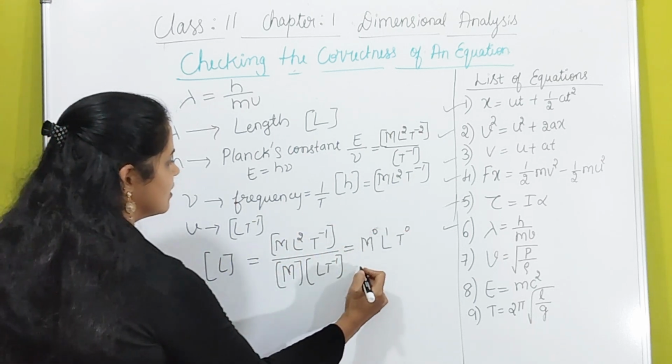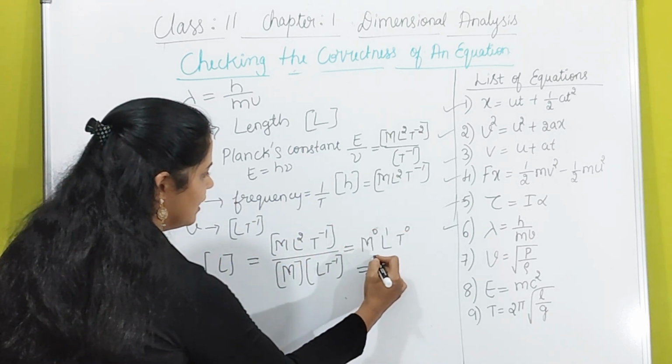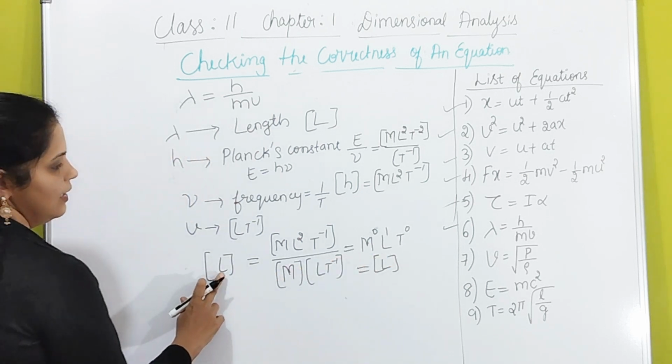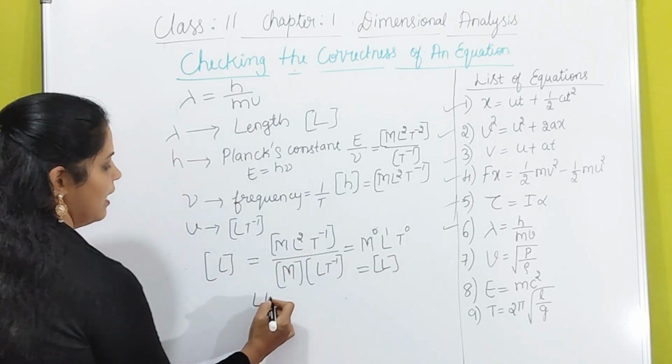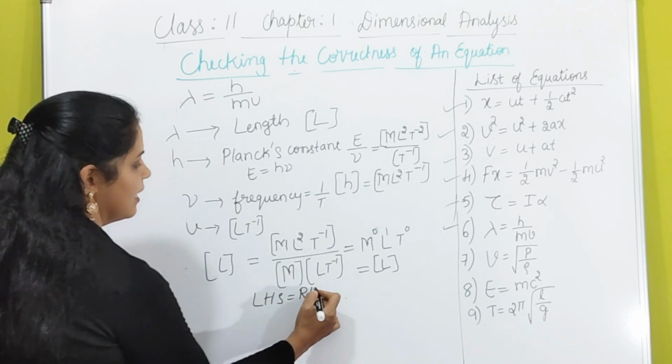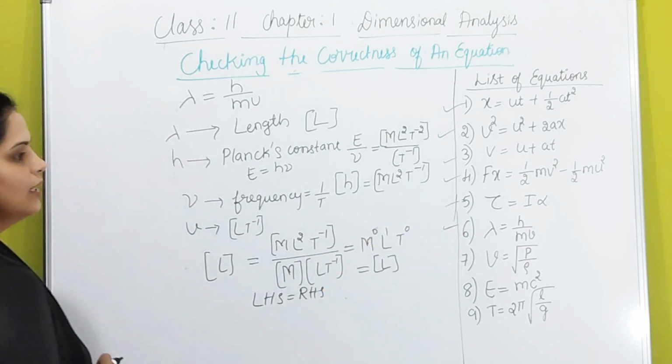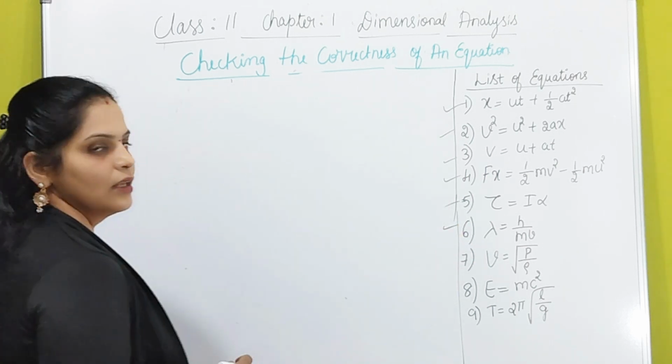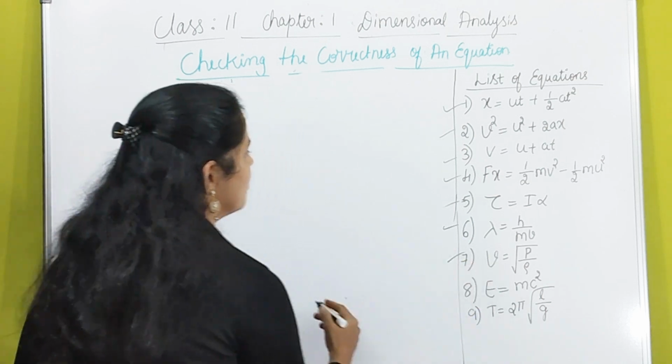Then what is left on the right hand side? Only L. So, left hand side L is equal to L. Therefore, LHS is equal to RHS, and hence the given equation is dimensionally correct. Is it clear, student? Now let us move to the next question.